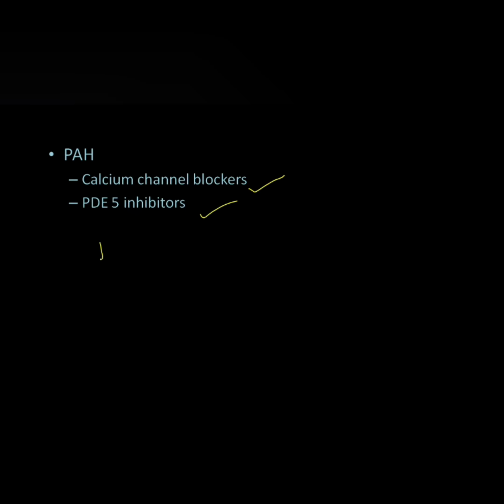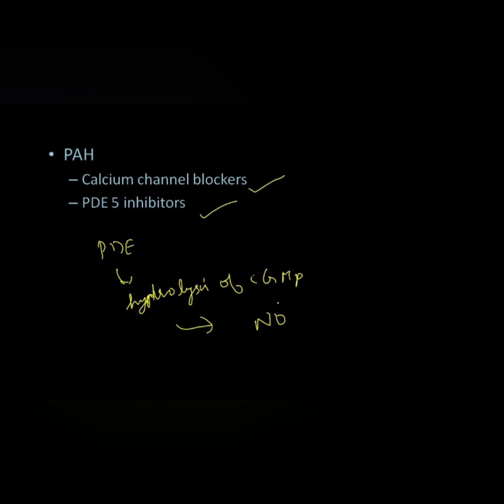Now normally your phosphodiesterase 5 causes hydrolysis of cyclic GMP. And you know your nitric oxide acts through cyclic GMP. So whenever your cyclic GMP is going to reduce, your nitric oxide action is going to reduce. It cannot exert its action. So therefore there cannot be vasodilation, because nitric oxide normally causes vasodilation.